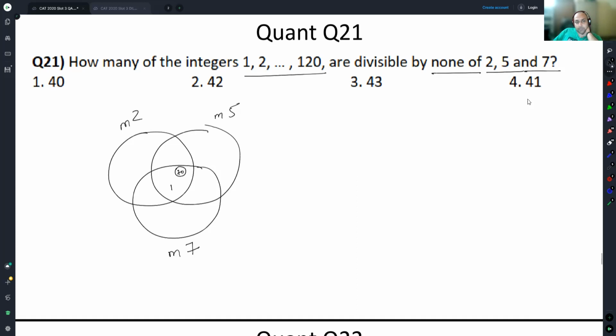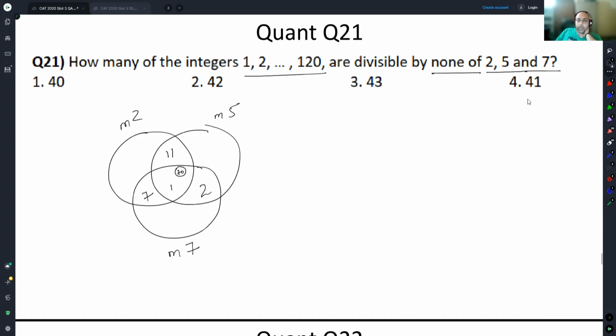How many numbers will be multiples of 2 and 5? 12 such numbers. One is already listed here, so 11 here. How many numbers will be multiples of 14? 8 such numbers. One is already used up here, so 7. How many numbers will be multiples of 35? 3. One is already listed here, so 2.